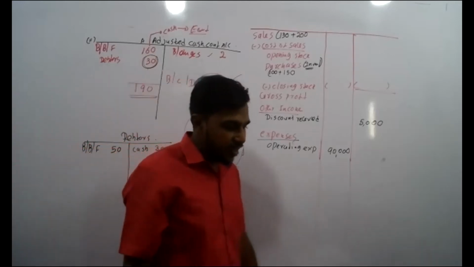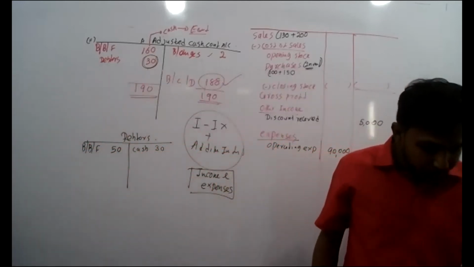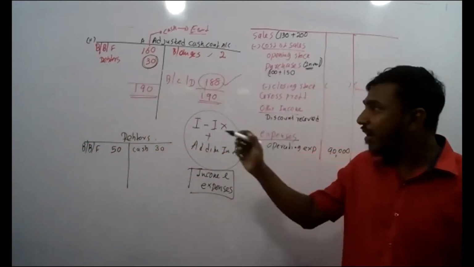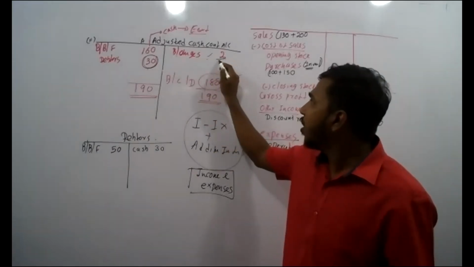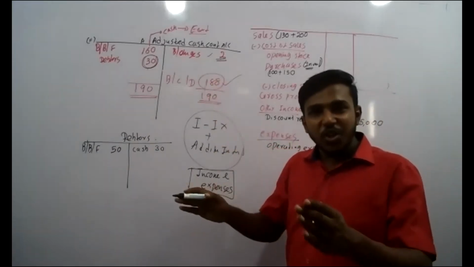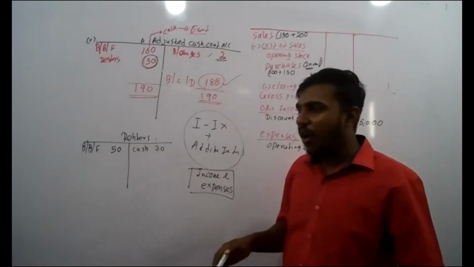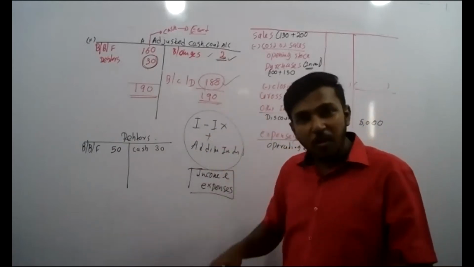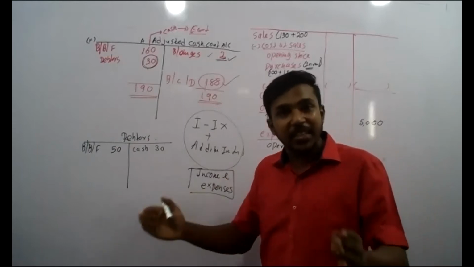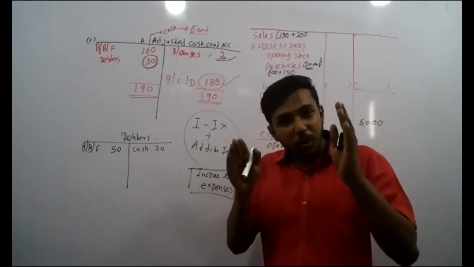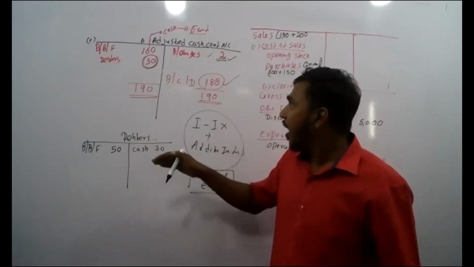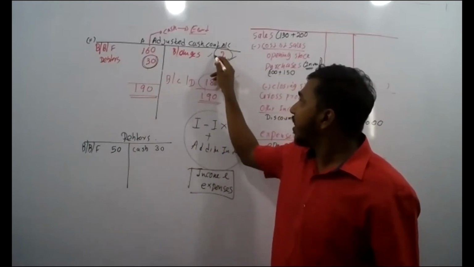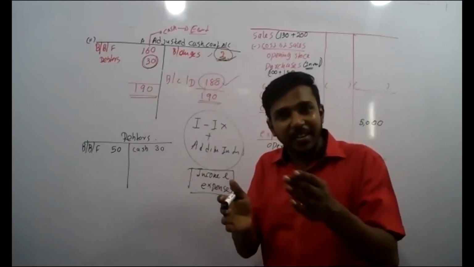Okay, the next one is what? Bank charges 2,000 has not been recorded in the cash book. See, for bank charges, the cash control account should be credited. Then the bank charges account should be debited. Bank charges is an expense. That's why you are supposed to identify that not only is there a credit entry, there is a debit entry.